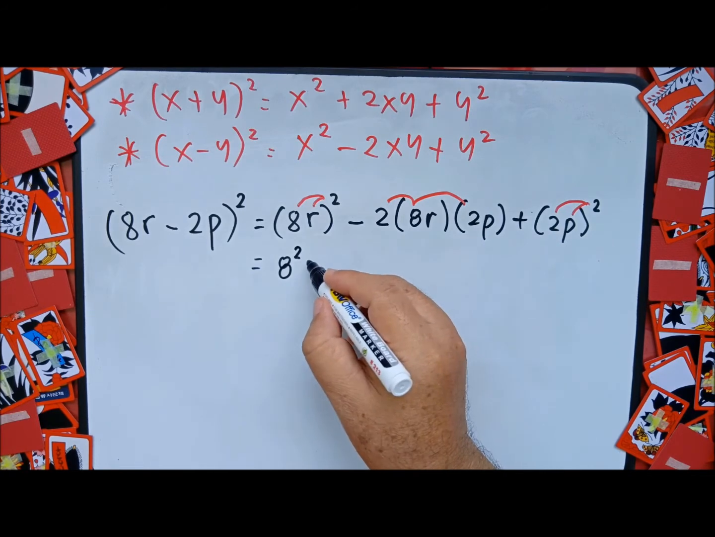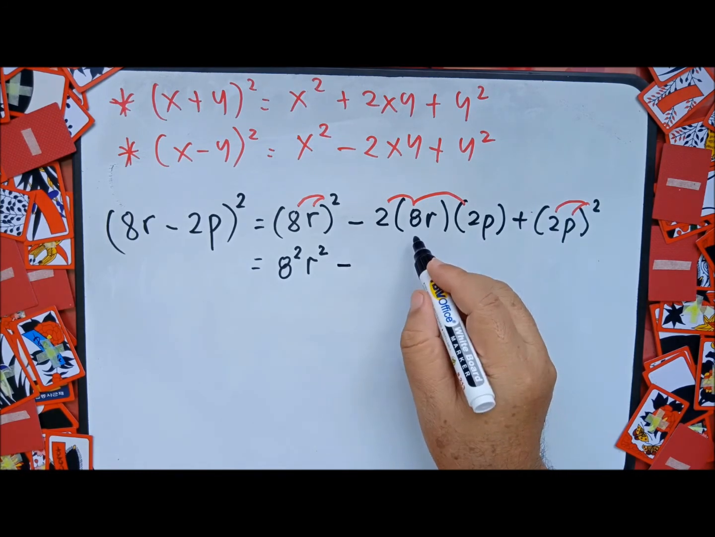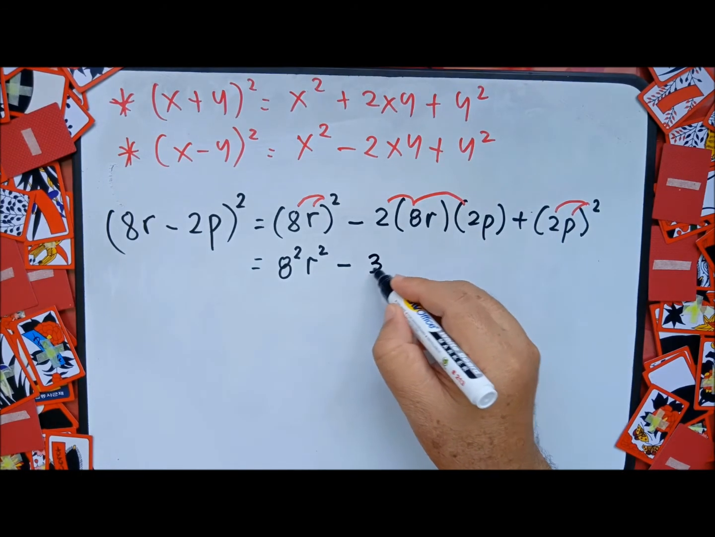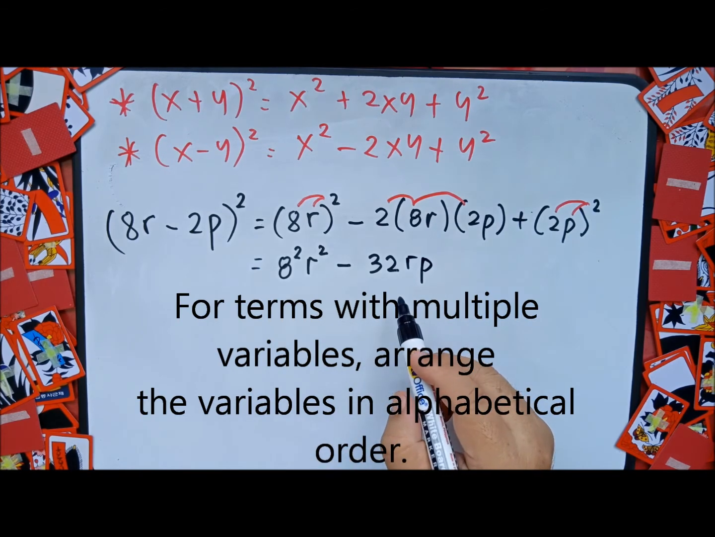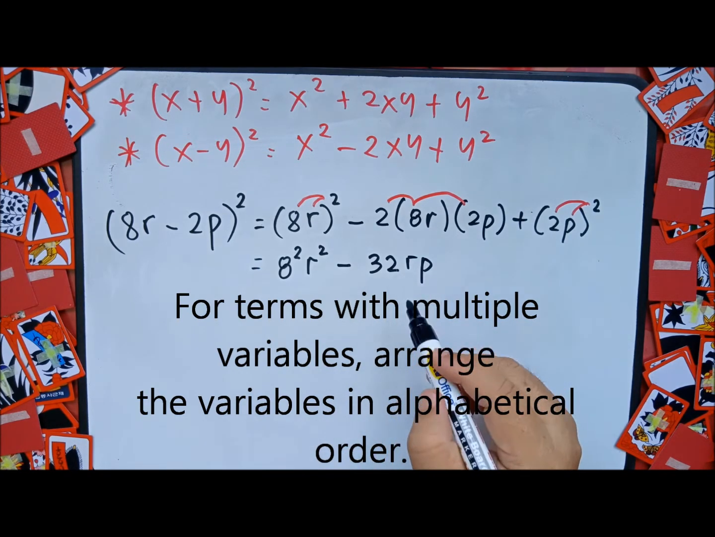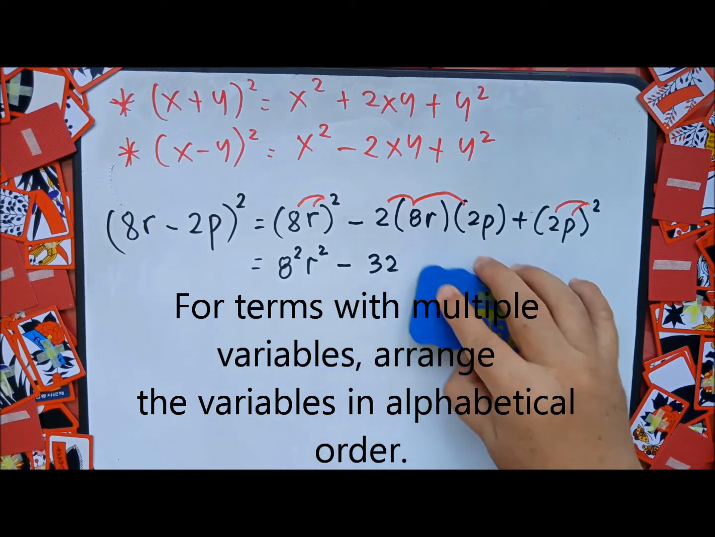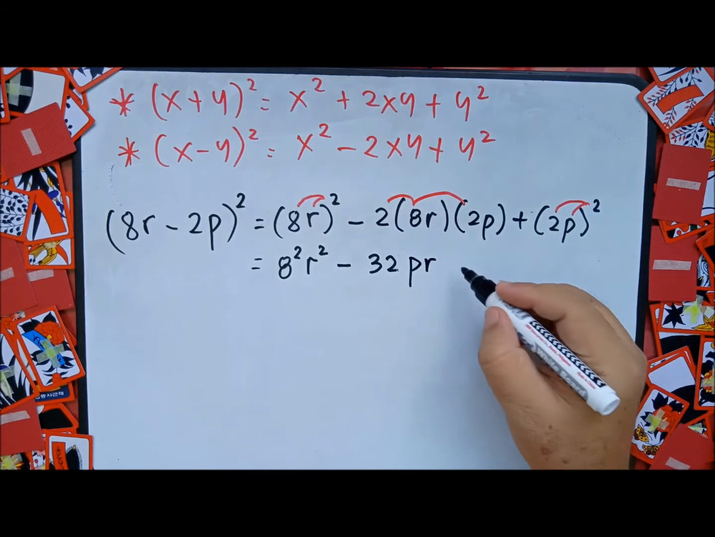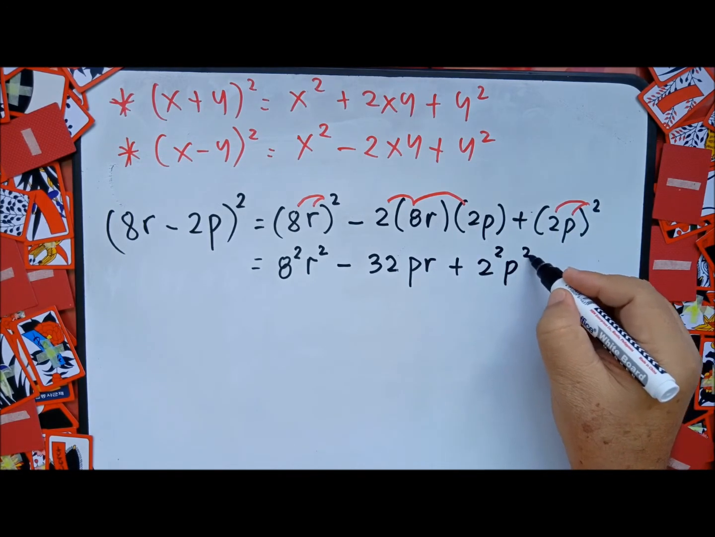Now, this will become what? 8 squared, r squared. Then 2 times 8, 16. 16 times 2, 32. Rp. Is this correct? No. Yes, this is correct also, but the proper way is you have to write p before r. You have to write in alphabetical order. So this will become what? pr. Then plus 2 squared, p squared.